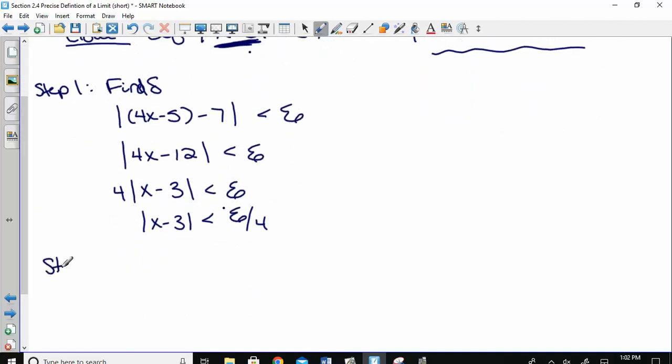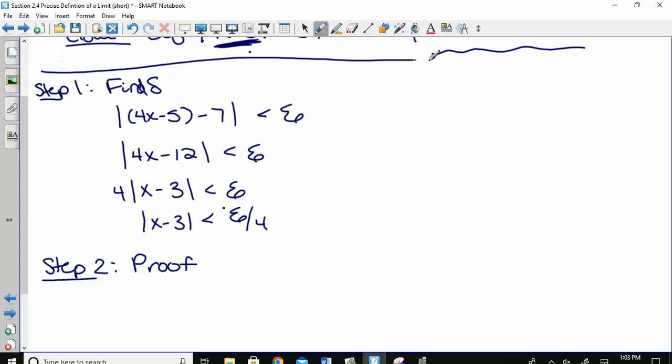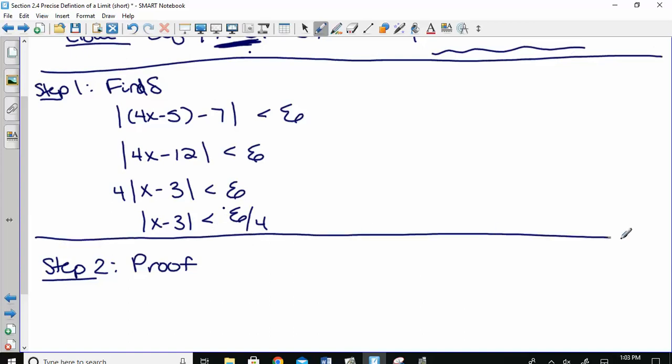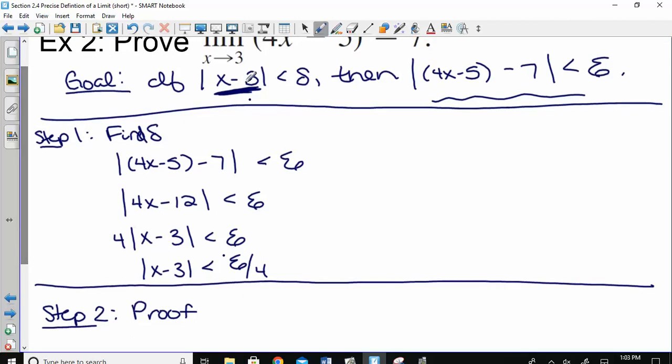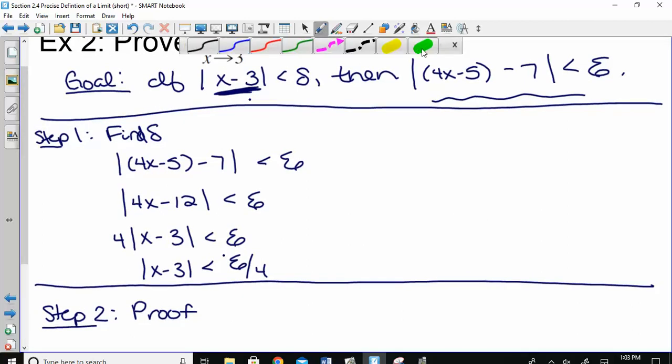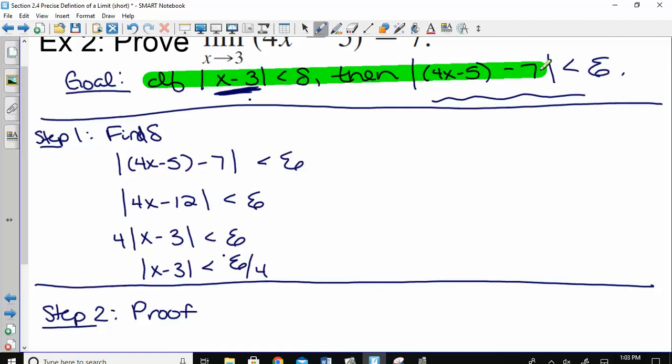The second step is the actual proof. So we have our goal. That's just a statement to kind of help us. That's our scratch work. Now this is the actual math proof. And it's going to be the same every time. You are going to start out, the if is like you're given. So we are going to start out writing all of this stuff. And we are going to have to prove that it is less than epsilon.